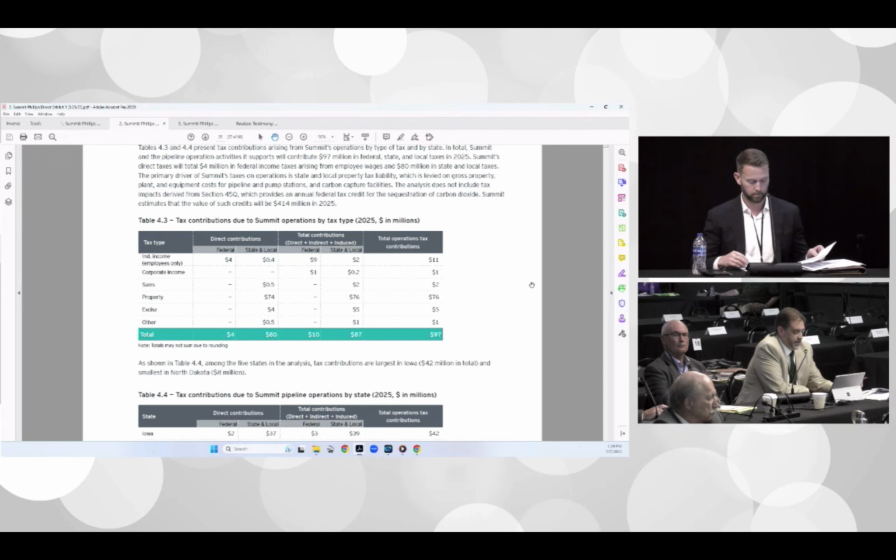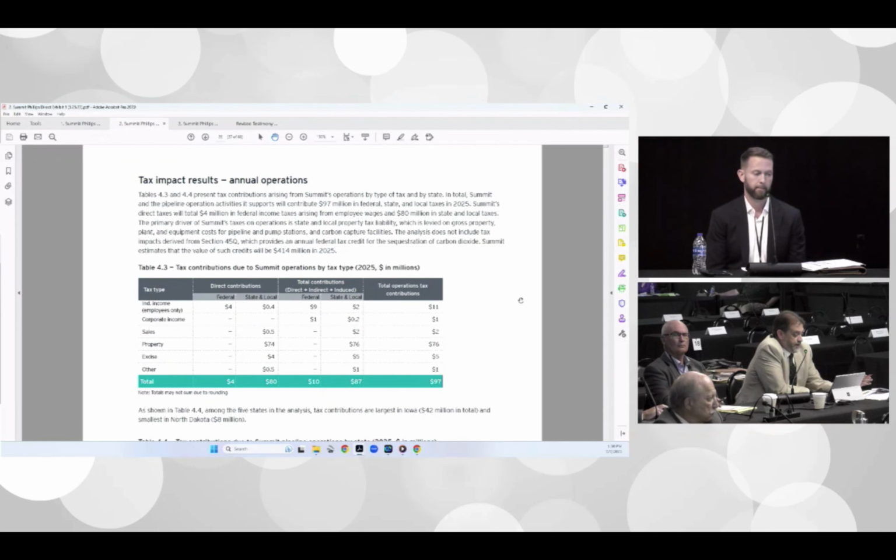So page 27 here, in the introductory paragraph, you indicate that the value of Summit's 45Q credits is $414 million just in 2025. Is that right? That's right. And is it true that those credits are claimable for 12 years? I believe that's the case. Do you happen to know what the estimated value is in those future years? No. Is it fair to assume that they'd be substantially similar, at least from operations?